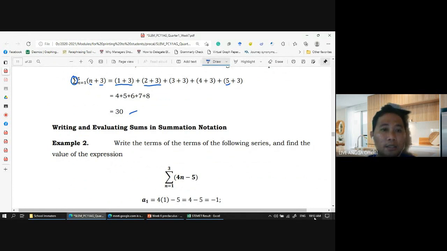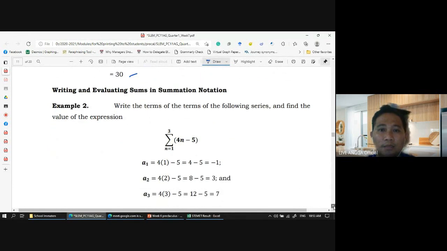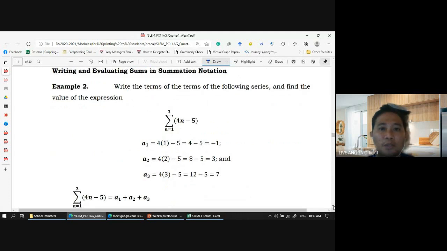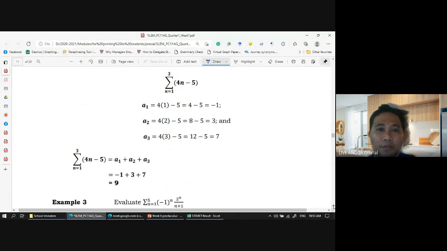Writing and evaluating sums in summation notation. Write the terms of the following series and find the value of the expression. So the summation of 4n minus 5 where n starts from 1 to 3. So if n is 1, you have a sub 1, 4 times 1 minus 5, that is negative 1.